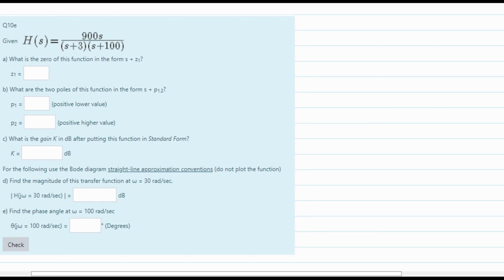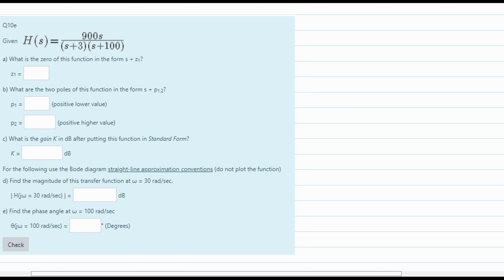We are given this problem. It's based off of Bode diagram. We're not going to actually plot. We are going to use straight line approximation conventions, and these can be found in the notes linked below the like button. It is a little bit confusing, so that's why we're going over them here. It's in chapter 14, Bode diagrams. It's the first section of chapter 14.